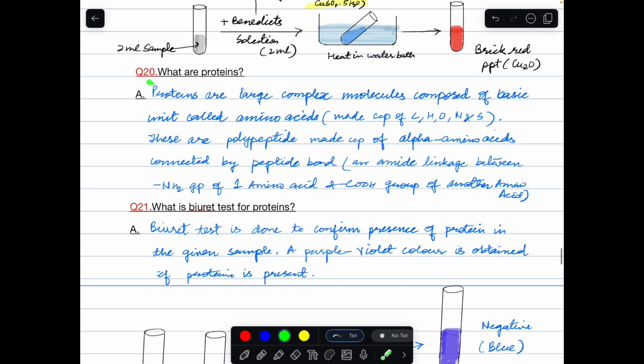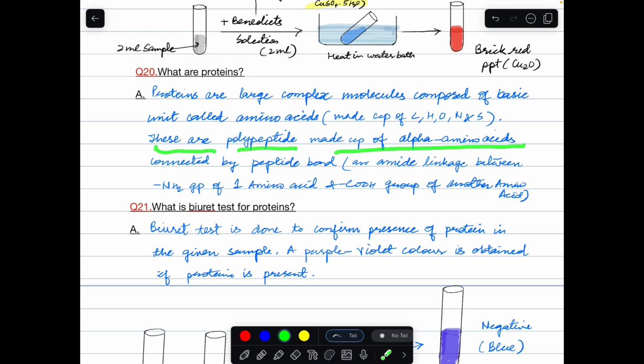What are proteins? Proteins are the building blocks of all living organisms. As you know, our muscles and body and most of the molecules in our body are made up of proteins. So proteins are large complex molecules composed of a basic unit called amino acid. Proteins are made up of monomer amino acids, and these amino acids are made up of carbon, hydrogen, oxygen, nitrogen, and sulfur. So amino acids are basically nitrogenous hydrocarbons, and sometimes they also have sulfur in them. These are polypeptides made up of alpha amino acids.